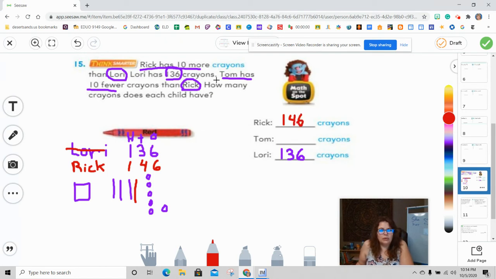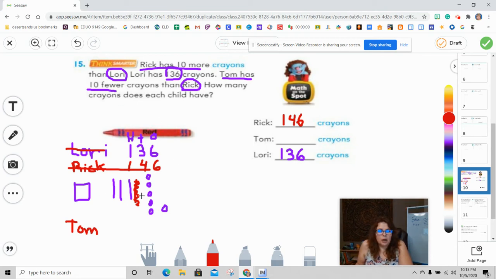Now we have to figure out for Tom. So now it says Tom has 10 fewer crayons than Rick. So this is what Rick has. Now 10 fewer means 10 less. It means I'm going to take away one of the 10s. So I'm going to cross out this 10 right here, the one that I had added. And I'm going to cross Rick. And I'm going to say now this is Tom. So I already did 10 less or 10 fewer than Rick.